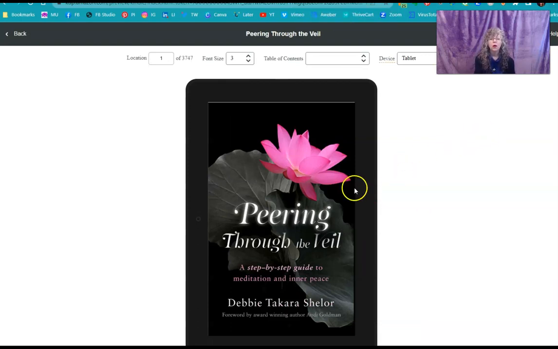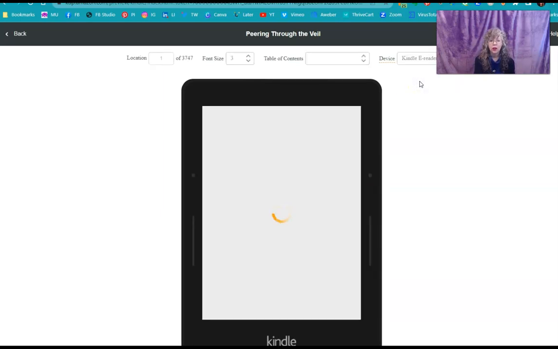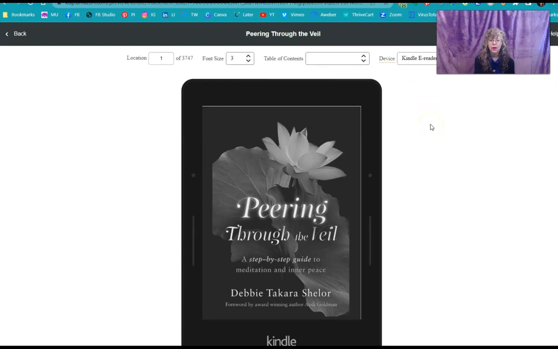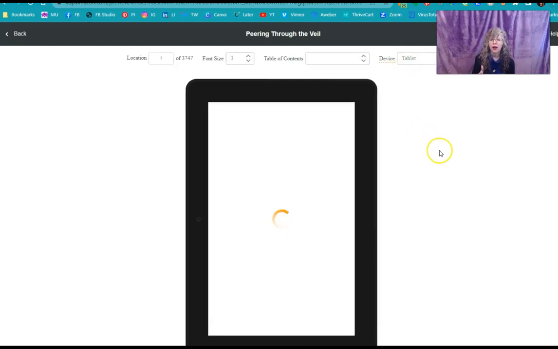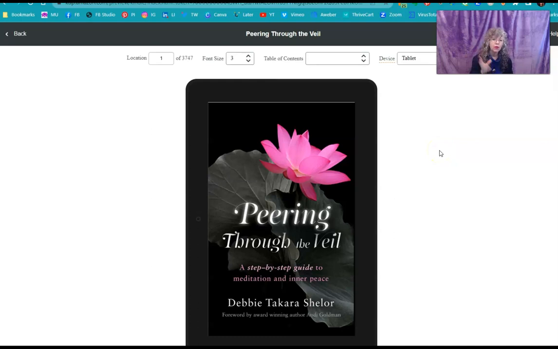Okay. So this is showing you Kindle, and over here you get the choice of seeing it on a tablet, seeing it on a phone, or seeing it in the Kindle e-reader. So if I choose Kindle e-reader, it's showing you what it looks like on the really old ones, right? And the tablet is like a Kindle Fire, the new ones, right? So you can see in full color and all of that. So that's what I'm going to show it to you in.